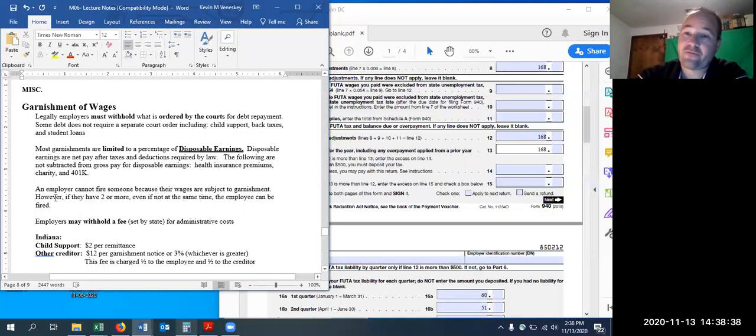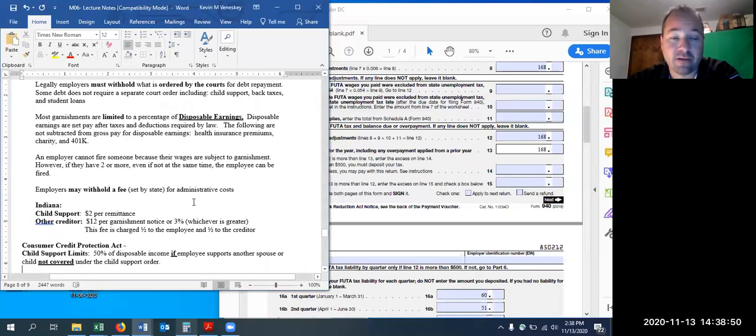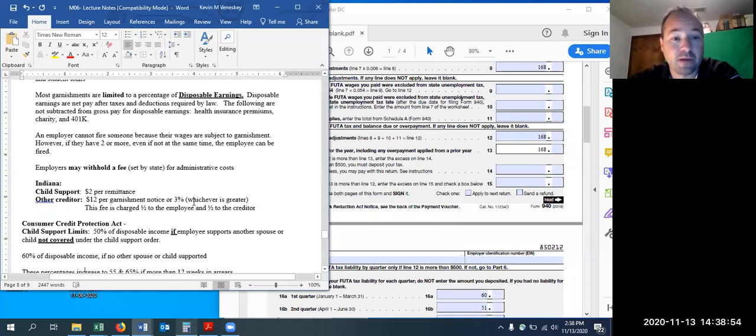The employer cannot fire somebody if they are subject to one garnishment. The key there is one. If you have more than one, then all bets are off. The employer can begin to fire you, and that can be the qualifying reason.